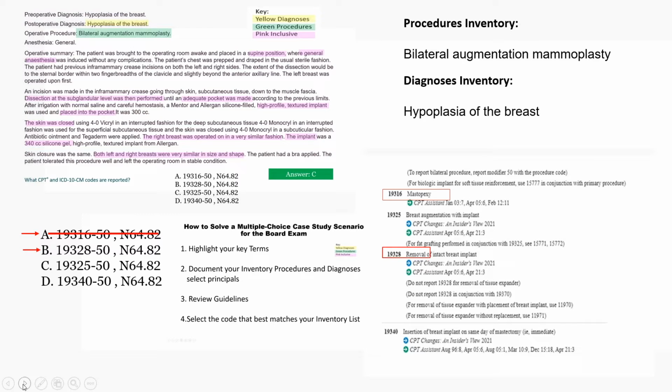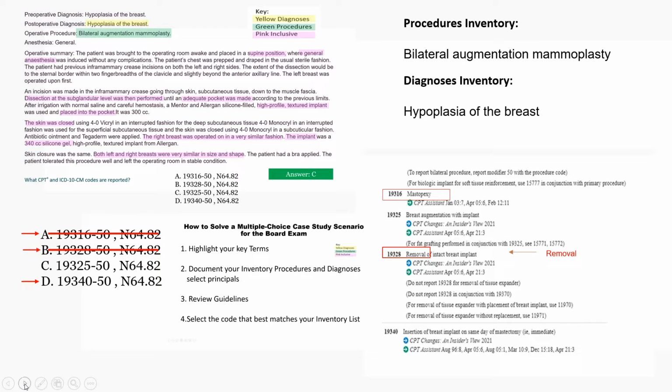Now let's look into 19328. It is coding for removal of intact breast implant. As the code language suggests, this is coding for removal of a breast implant. And once again, this is not matching our procedure inventory. That is a wrong answer. We eliminated option B as well.